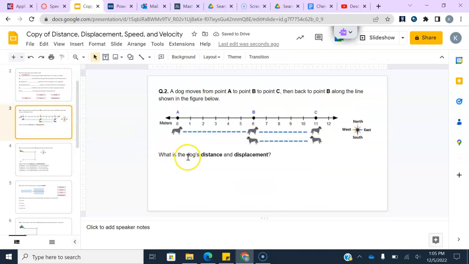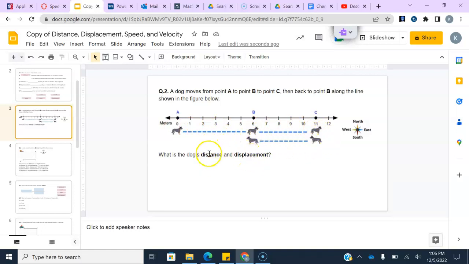For question 2, it wants to know the dog's distance and displacement. Remember, distance is the total amount traveled, so you're going to count how far the dog went in total. And in this little diagram, the dog is going from left to right for 11 paces, and then he turns around and comes back 6. So these are not different dogs. This is just showing you his path. So he walks up 11 paces, and then he turns around and comes back 6 paces.